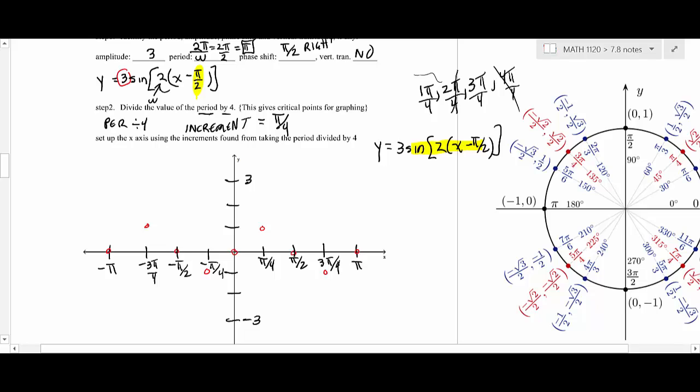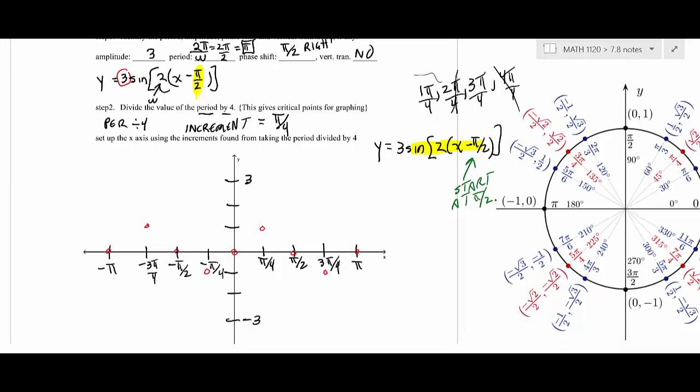Now, so we're going to do that. What I like to do on this, since you have a phase shift, is start the cycle at pi over 2. So you don't even have to put those dots that I put there. Really all you got to do is this.